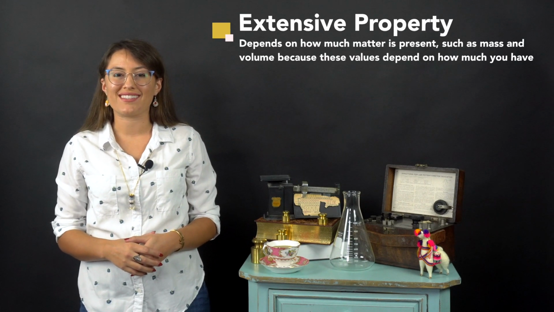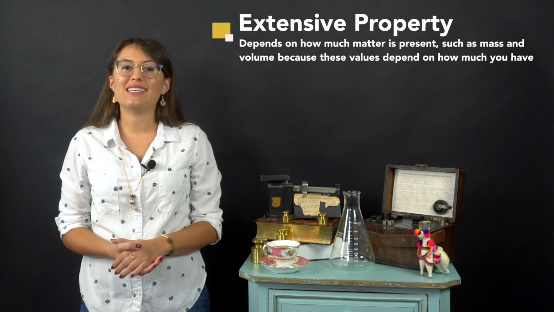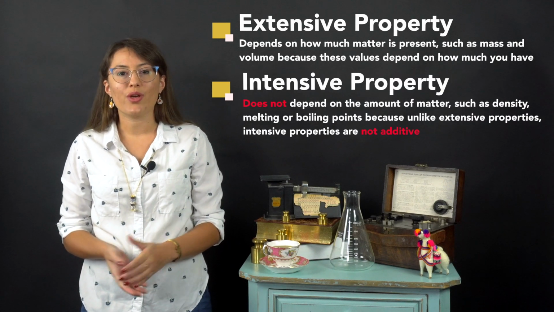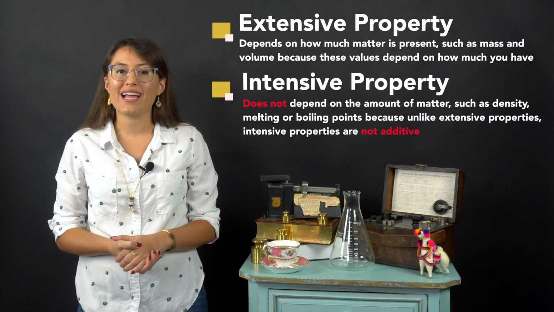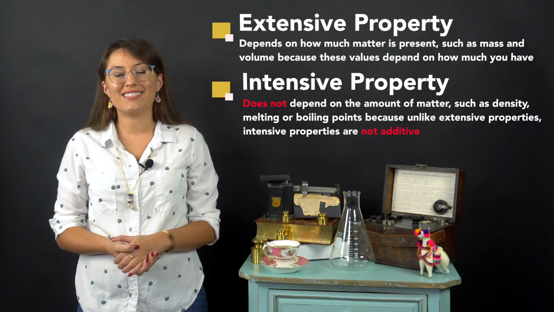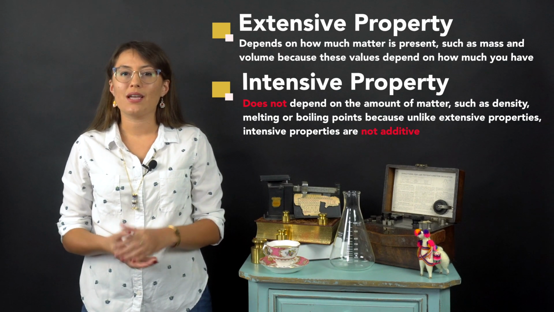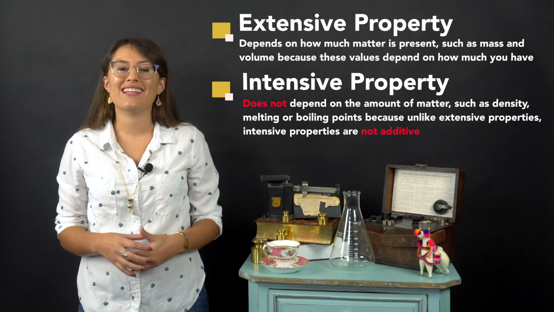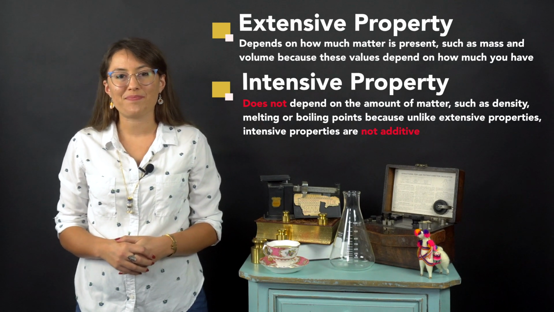An extensive property depends on how much matter is present, such as mass and volume, because these values depend on how much you have, whereas intensive properties do not depend on the amount of matter, such as density, melting, or boiling points, because unlike extensive properties, intensive properties do not add.